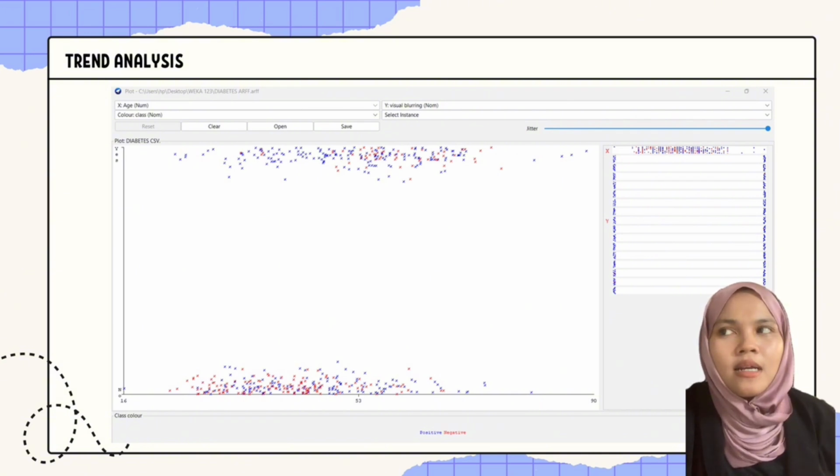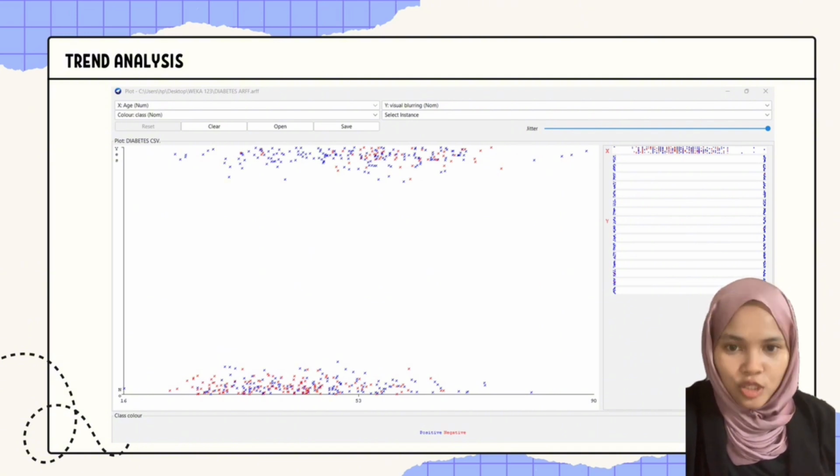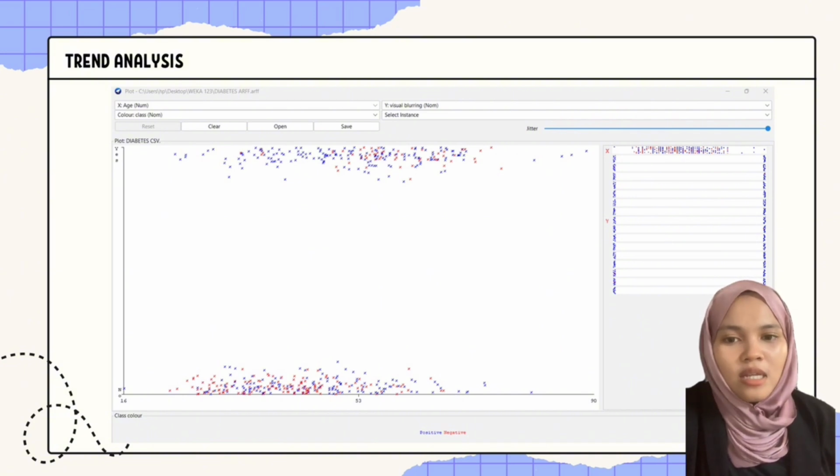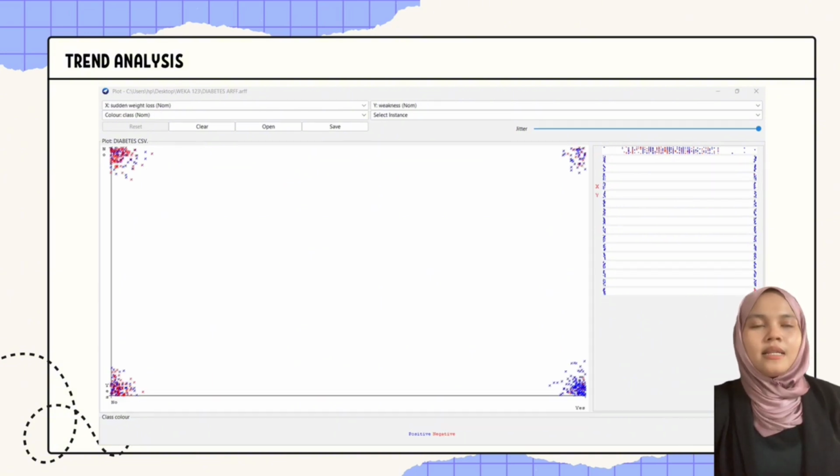When looking at the trends between the age groups, the data suggests that the risk prediction increases with both increasing age and the presence of visual blurring symptoms. In both age categories, visual blurring seems to correlate with a higher diabetes risk prediction according to this data. This trend analysis provides insight into key factors like age and symptoms that can help predict early stage diabetes risk. This is the last figure.